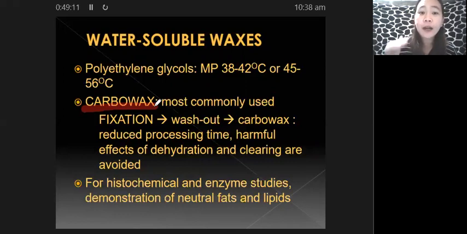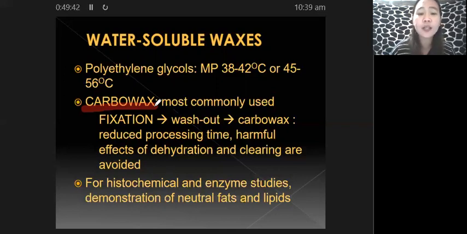However, your Carbowax is already water-soluble. Is it compatible with water? Yes, definitely. Will it be able to replace water? Yes, definitely, because they are compatible. So that means you can omit the dehydration process. No need to remove water. You can omit clearing because you did not perform dehydration.